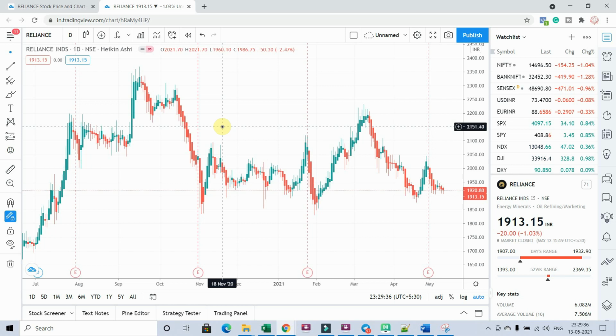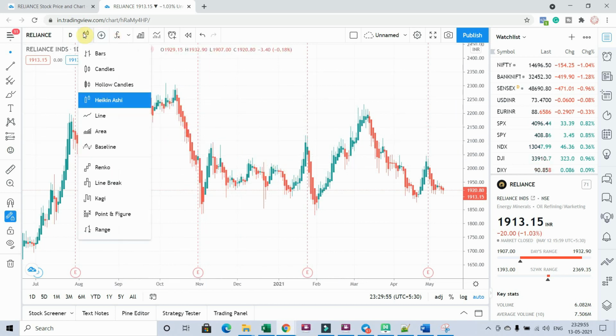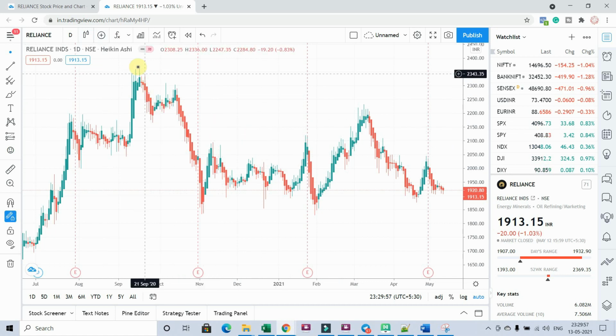So for this example, I will be considering Reliance. We will be using three indicators. They are the volume indicator, EMA, RSI, and obviously the candle is Heikin Ashi. So let's add all those. Usually by default you get the normal chart, so you will have to go here and click on Heikin Ashi to get the Heikin Ashi candle.